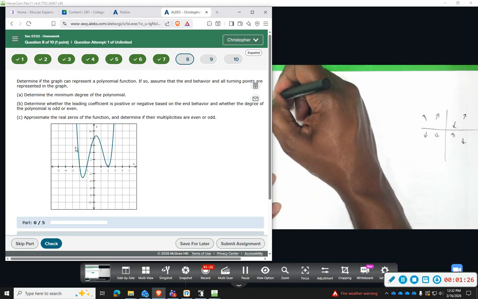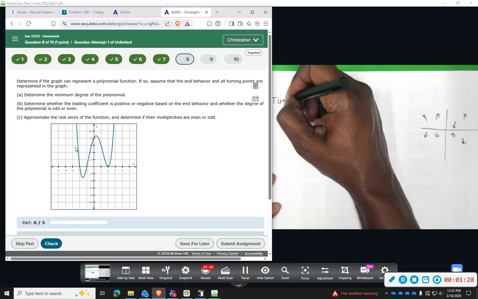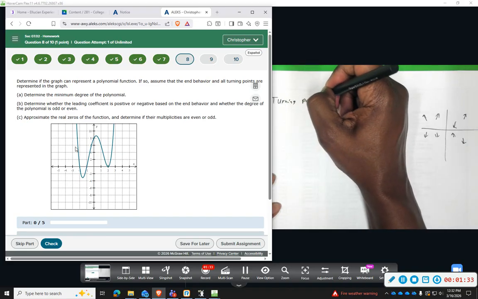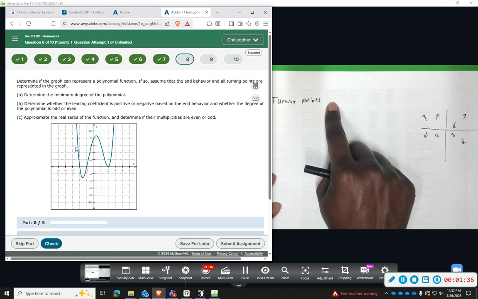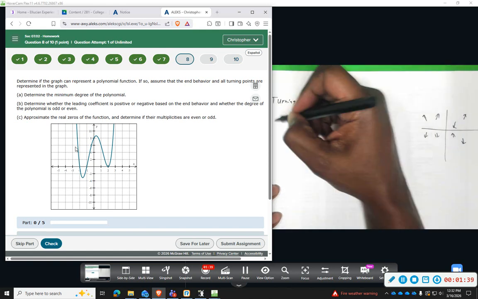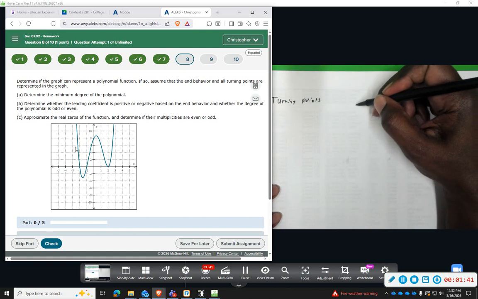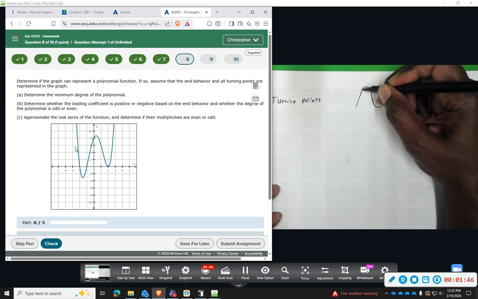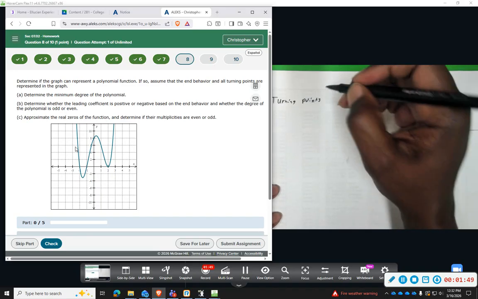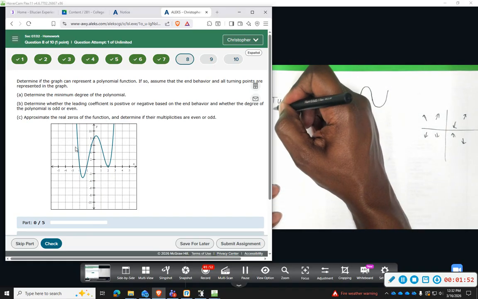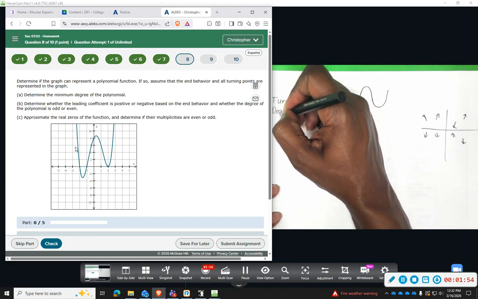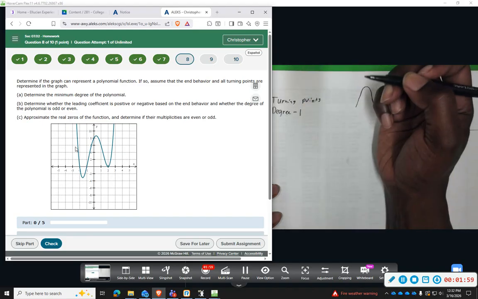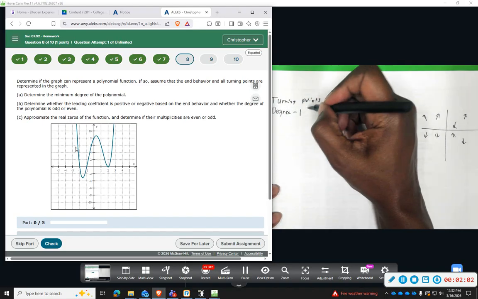So let's talk about turning points. Turning points, you can figure out how many times this graph is going to turn, which is change direction. Like if it's going up and then it turns to go down, and then it changes and goes back up. So that would be 2 turning points. The number of turning points is equal to your degree minus 1. Okay, so degree minus 1 equals turning points.